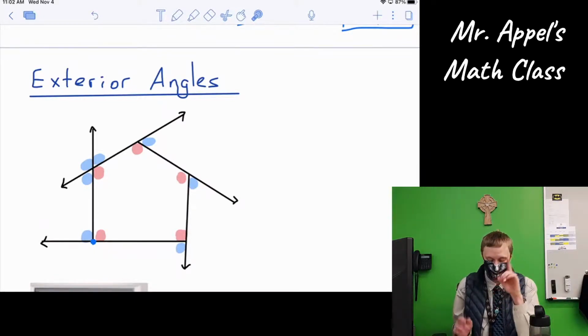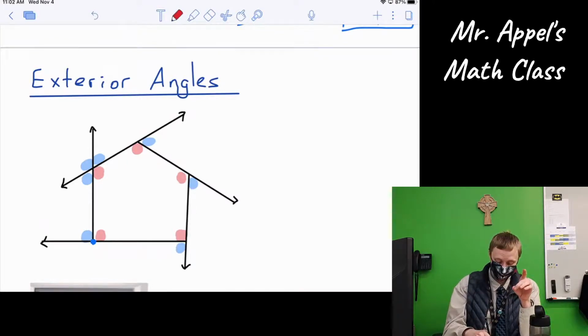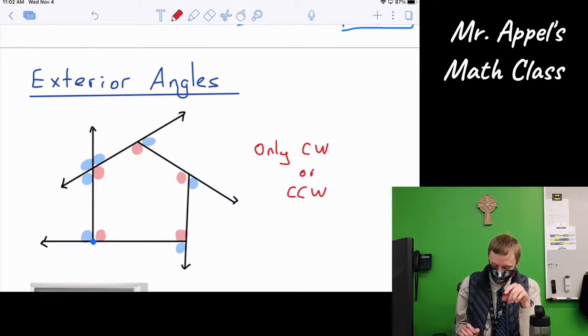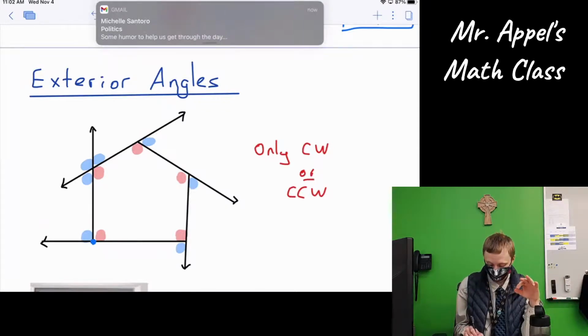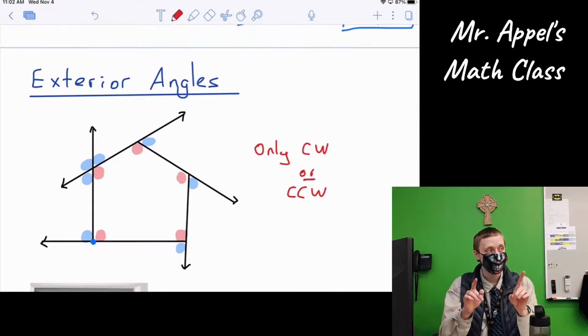So when we're talking about exterior angles, we are talking about only the clockwise or the counterclockwise, not both at the same time.